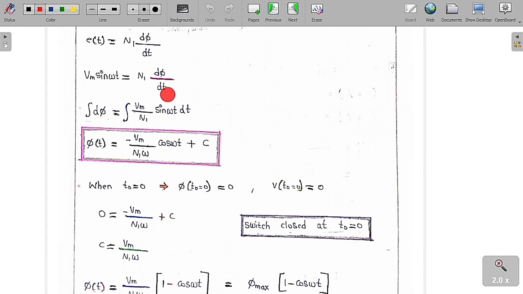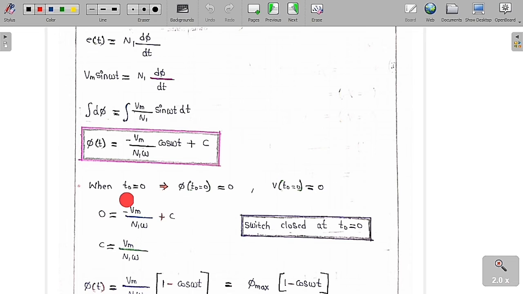What I am going to do is move dt to the other side. Finally we get Vm by N1 into sin omega t into dt equals d phi. Now I do the integration on both sides. The integration of d phi is phi of t. Remember that Vm by N1 is a constant. The integration of sine with respect to t is minus cos omega t by omega, since omega is a constant, plus some constant c. So phi of t equals minus Vm by N1 omega into cos omega t plus c.